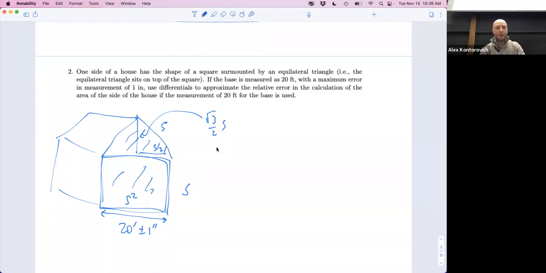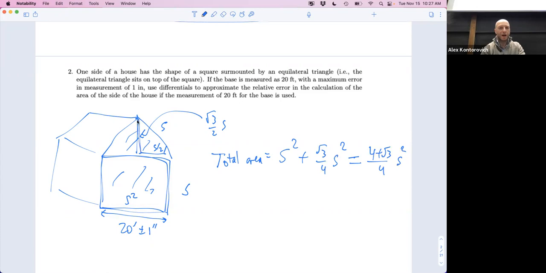Okay, so the total area is the S squared on bottom plus root 3 over 2 S times S over 2. Well, it's 1/2 of S over 2, but there's 2 of them. So what is that? Root 3 over 4 S squared. So you can combine this if you like. It doesn't really matter. That's 1, which is 4/4. So that's 4 plus root 3 over 4 S squared.